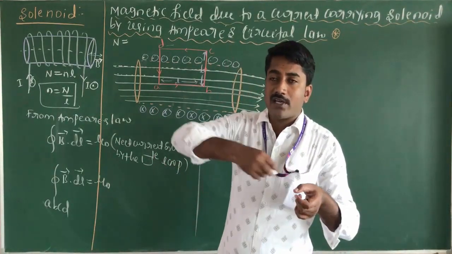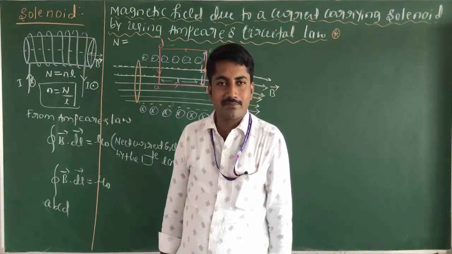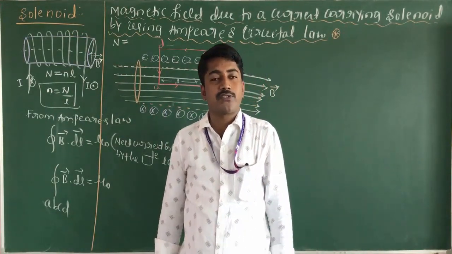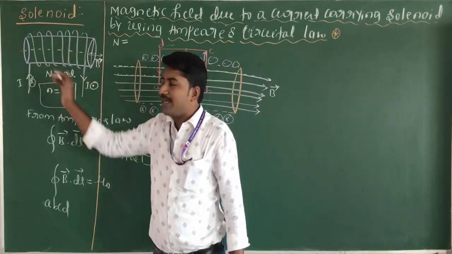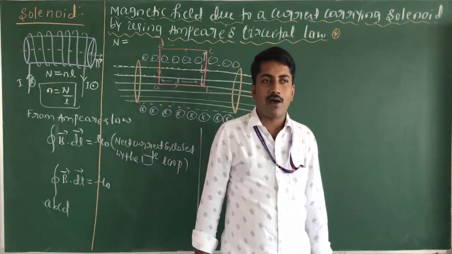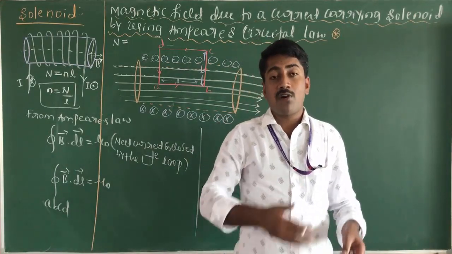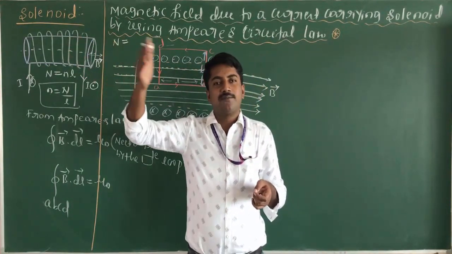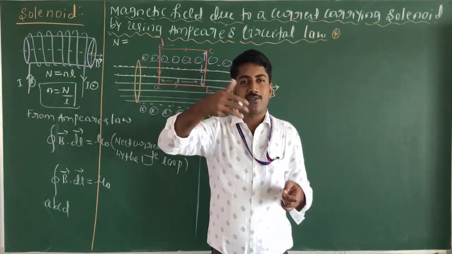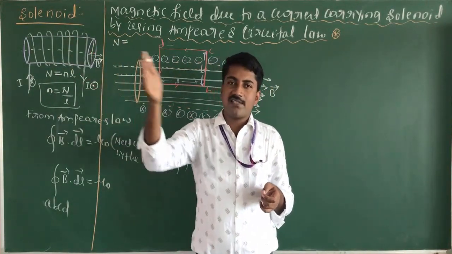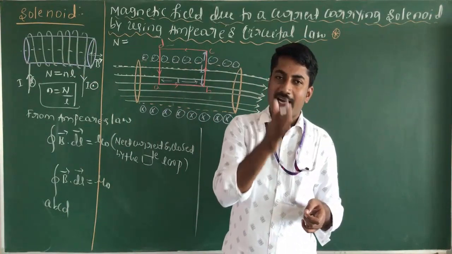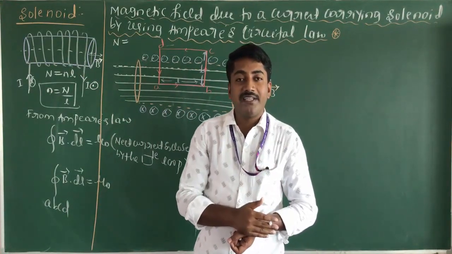If the number of turns in the solenoid is maximum, the magnetic field produced due to the solenoid is also maximum. If the number of turns in this solenoid is minimum, then the magnetic field is also a very small quantity. If the number of turns increases in the solenoid when the current is flowing, the magnetic field also increases.